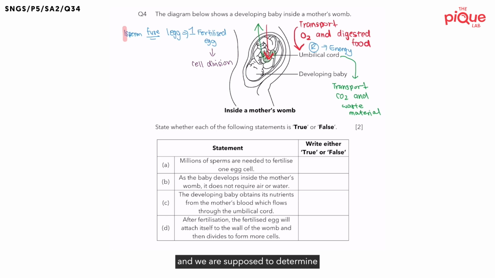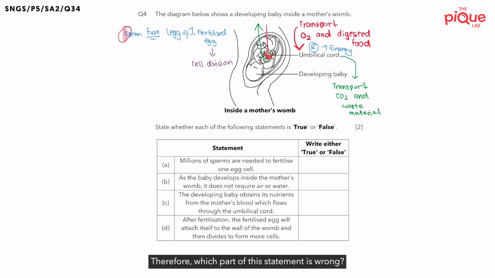Now that we are done analysing the diagram, let's take a look at the statements below, and we are supposed to determine if the statements are true or false. Okay, let's take a look at statement A first. Millions of sperms are needed to fertilize one egg. Does this match what we have discussed previously? Did we say that millions of sperms are needed to fertilize one egg cell? No. Instead, we say that one sperm is needed to fuse with one egg to get a fertilized egg.